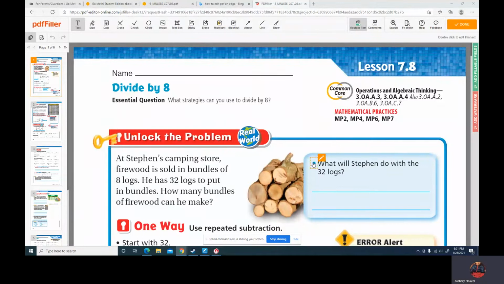Okay, so we're going to look at 7.8, which is just like our other chapters. Last chapter we were dividing by 7. We're going to be dividing by 8.